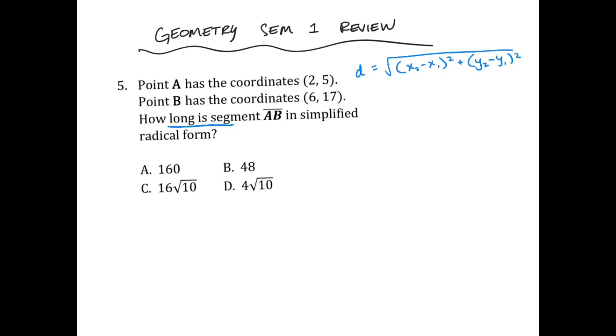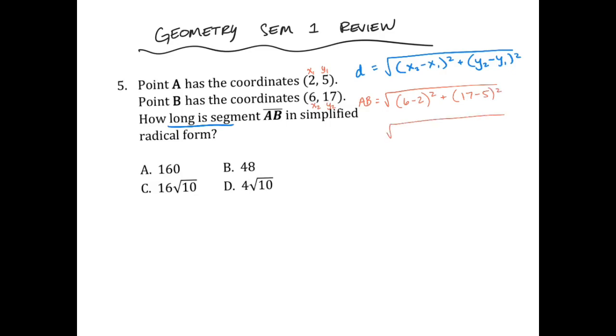I'm going to start by marking this up and labeling this as x1, y1, and this will be x2, y2. Alrighty, and then I can just drop that into my distance formula. So the distance, the length of AB, is going to be x2 minus x1, so 6 minus 2 squared, plus y2 minus y1, 17 minus 5 squared.